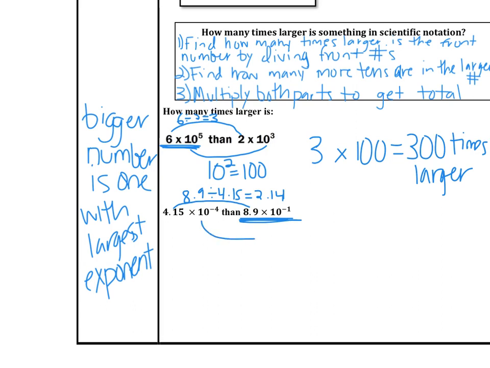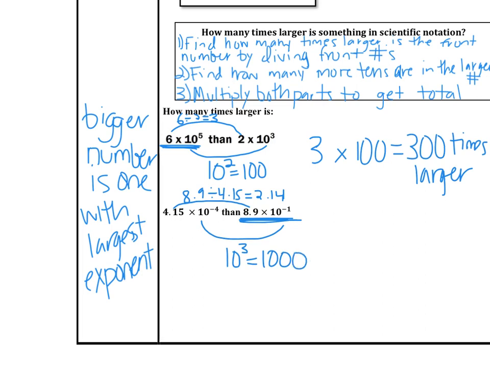Then my bottom, I need to see how many more 10s there are. So -4 and -1 are 3 apart on the number line. So that means there are 3 more 10s in 10 to the -1. And I'm supposed to do 10 times 10 times 10, and I figure out that means that it's 1,000 times bigger.